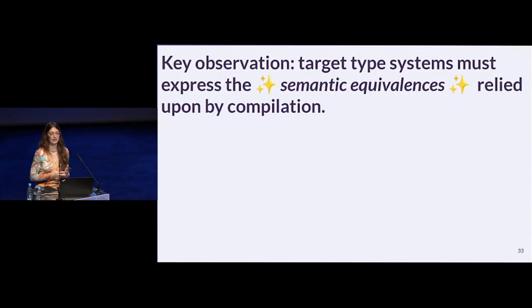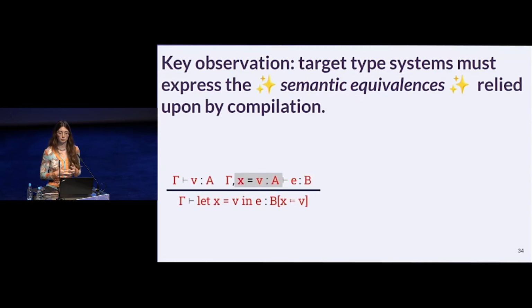So this leads me to a key observation in our work, which is dependent types are hard to preserve through compilation. And so our intermediate type systems need some way to express these equivalences that we rely on in compilation. In our case, these semantic equivalences are these syntactic changes we want to make control flow a little bit more explicit. So the way that we do this in this work is in our target type system.